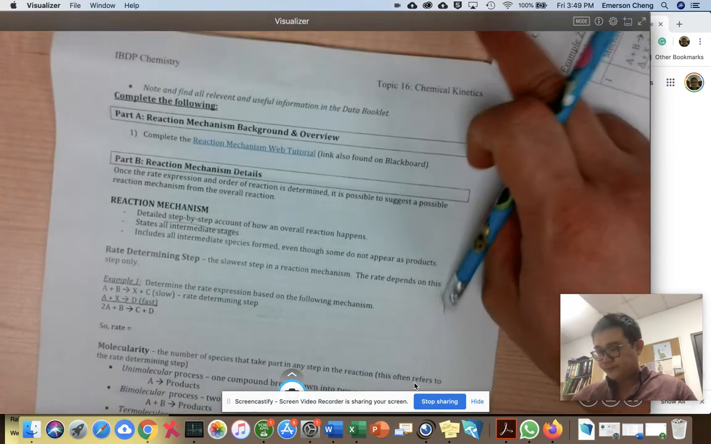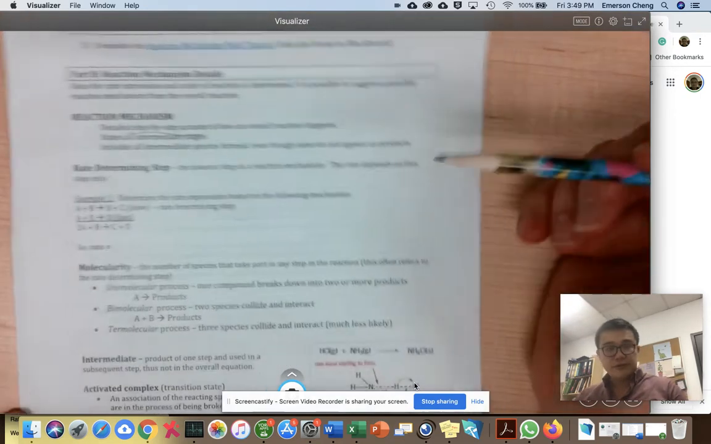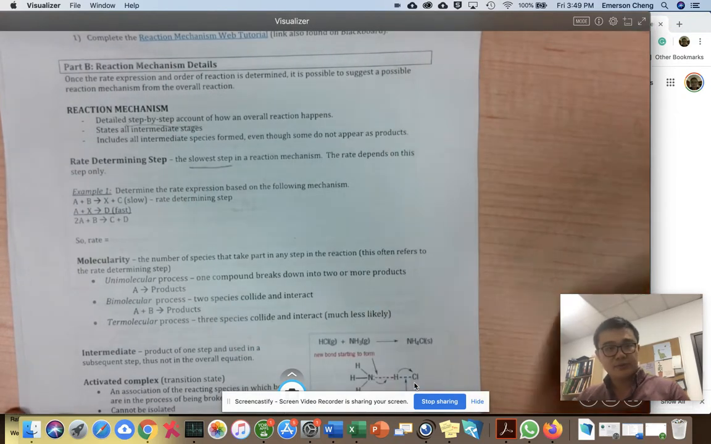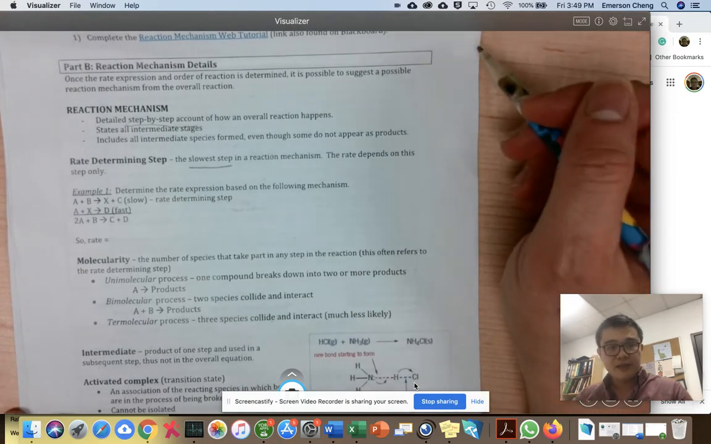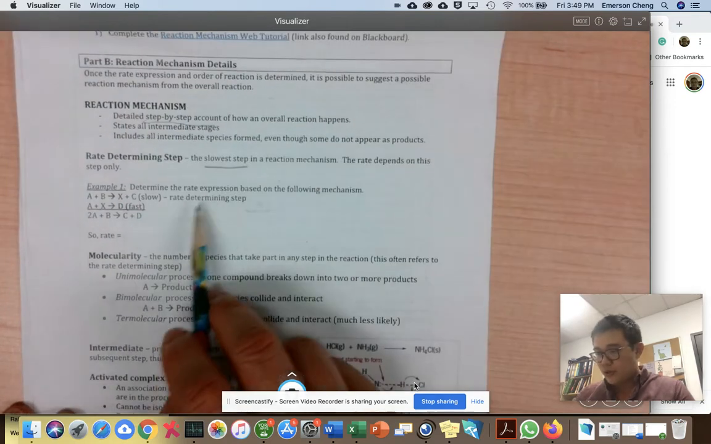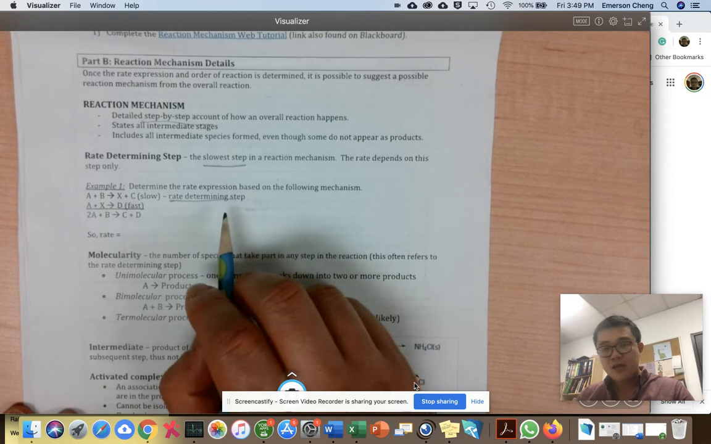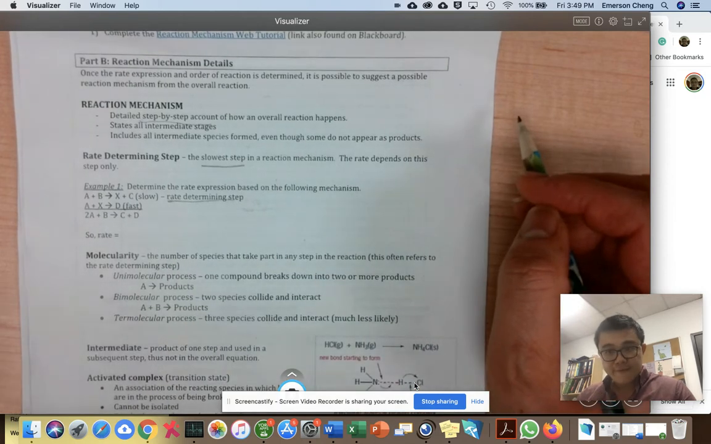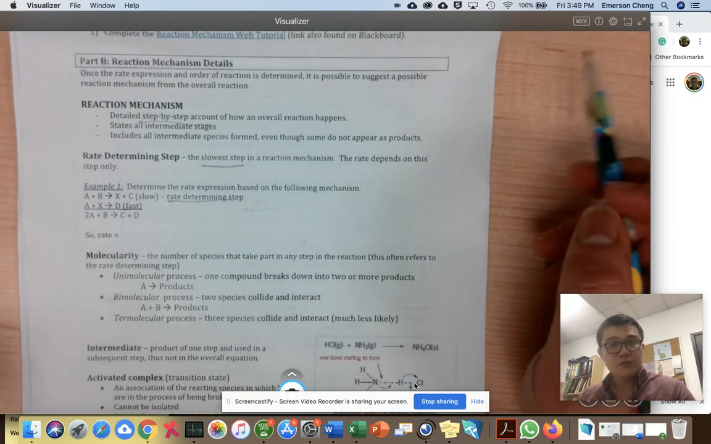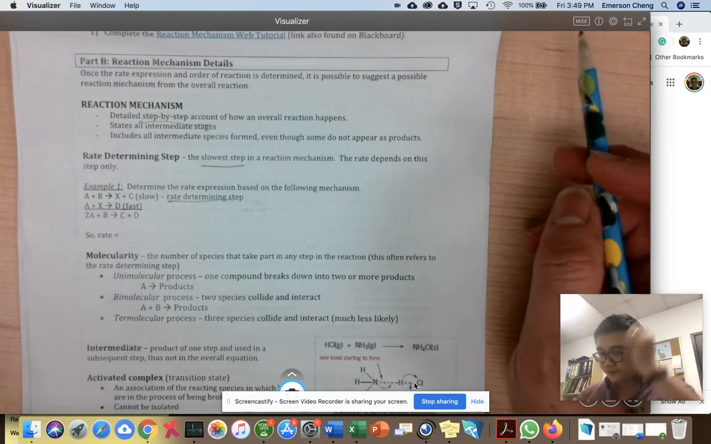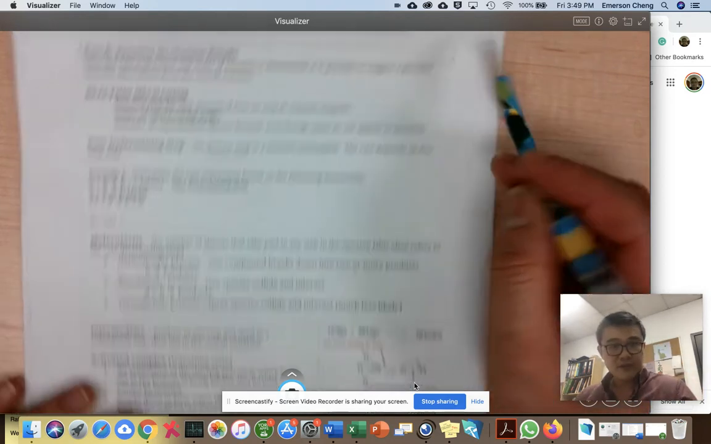Now the slowest step in the reaction is called the rate determining step. We talked a little bit about that before in class. Usually you use the slowest step to talk about the rate determining step, because how fast can the whole mechanism go? Well, it really depends on the slowest one.